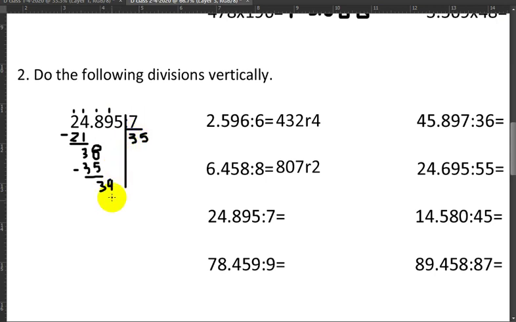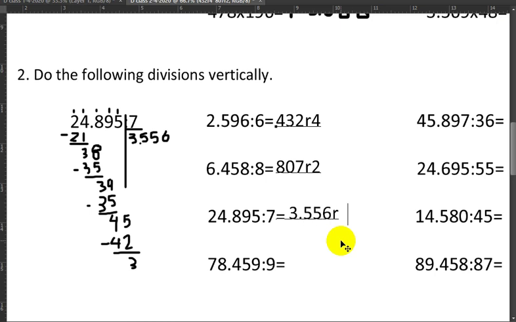And I say, how many times does 7 fit into 39? That would be 5 again. And I would get 35. I would do the subtraction, I'd get 4. I'd pull down the 5. And I'd say 7 into 45 goes 6 times. 6 by 7 makes 42. Makes 3. I have nothing else to pull down, so my result is 3,556 with a remainder of 3. And this can go away.